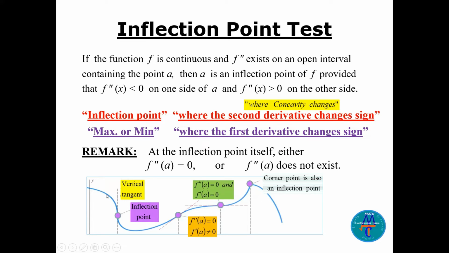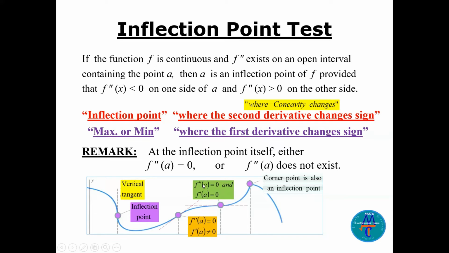If this one concaves down and this is concaving up, we can have f double prime at A equal to 0 from the second derivative, and f prime at A not 0. See, this is like a normal tangent line, but still we have concaving up and then concaving down. So this is an inflection point.